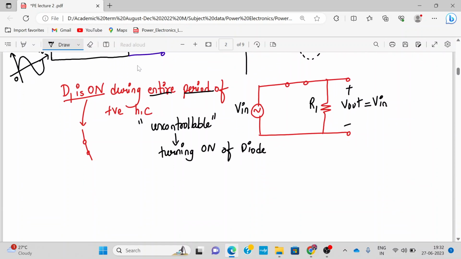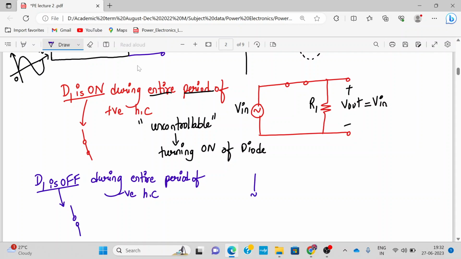Now, in the second condition, during the negative half cycle, diode D1 is off, and that happens during the entire period of negative half cycle. When this happens, the diode is off, meaning it will behave as an open switch. So let me redraw the circuit in this case. It will behave as an open switch. Positive, negative. This is R1, and I have V in over here.